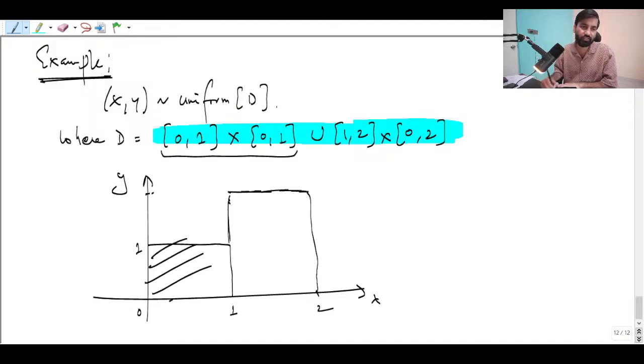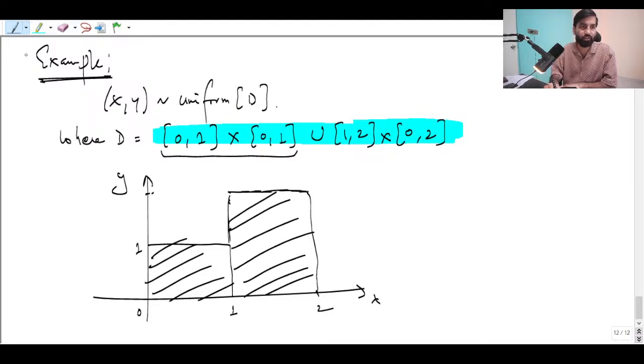So this is nothing but the region of support. And if you take any value of X, suppose you take X equal to A here, and A lies between 0 and 1, it is constant, it is uniform. If you take X equal to A, where A can take a value between 1 and 2, it is again constant. So that's why we call it uniform. This is a uniform density function.